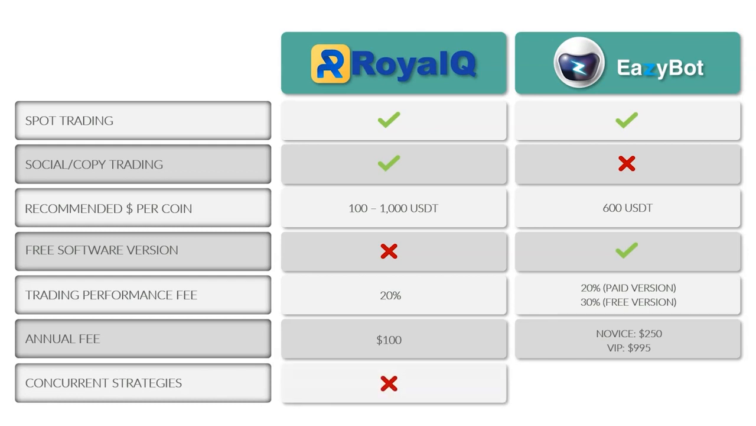Next up is concurrent trading strategies, which is not available for Royal Q. It is for EazyBot. It basically means that you're allowed to run multiple simultaneous trading strategies on the one currency pair, on the one exchange. So let's say you're trading USDT Ethereum. Well, you can set up multiple profiles with different trading configurations if you know what you're doing, as many as you want, and you can run them simultaneously on the same exchange on the same coin. So quite a powerful feature if you want to venture outside of the optimal settings that come pre-configured with EazyBot.